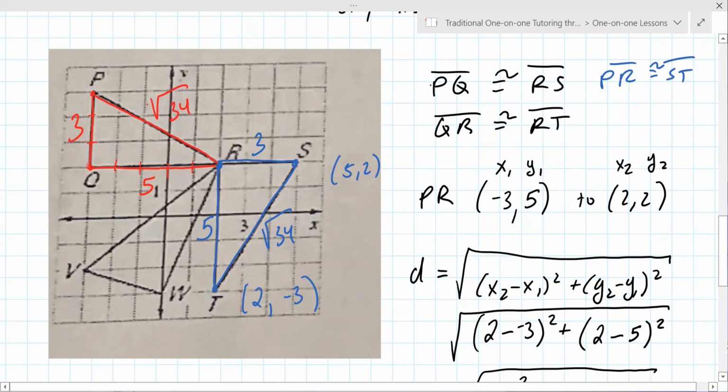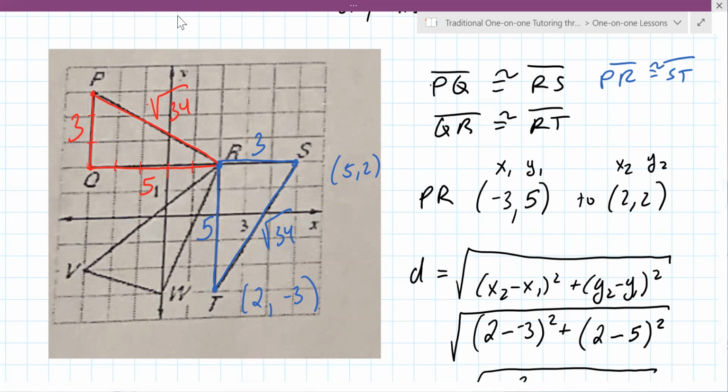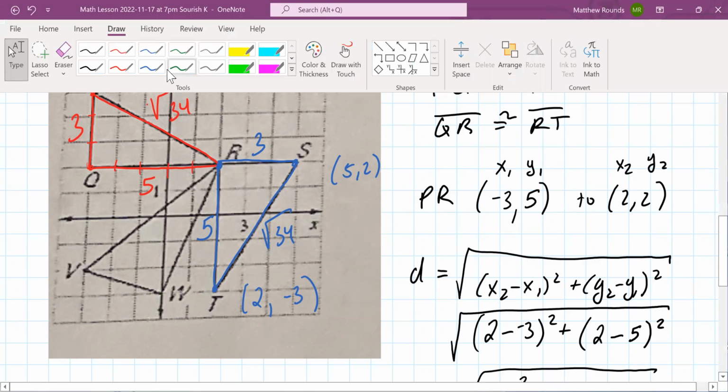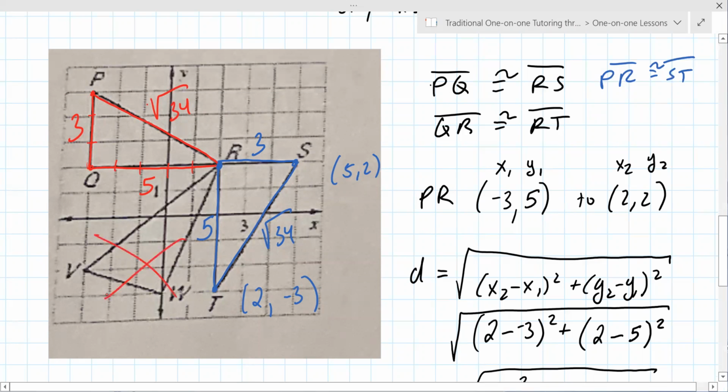All right. So this other one, we don't even need to talk about it. It's not correct. It's not congruent to the other ones. So your summary here is that triangle PQR is congruent to triangle SRT.